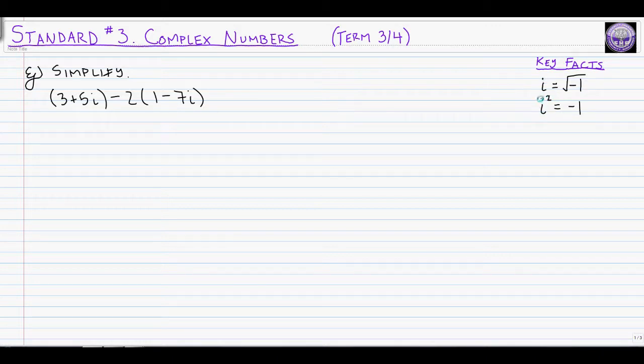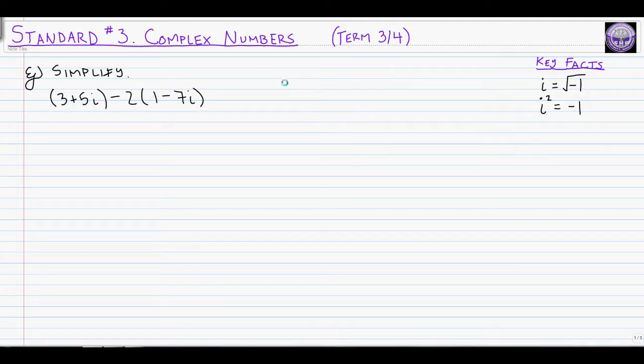And the second is a corollary of that. If i is the square root of negative 1, that means that i squared equals negative 1. So anytime we run into an i squared in our calculation, we can just substitute in negative 1 and then simplify from there. It works out really nicely. So with these two facts in the back of our head, we're going to start with the simplest kind of problem we can be asked to do for complex numbers in this standard, and that is adding or subtracting them. Or in this case, doing a little bit of both.